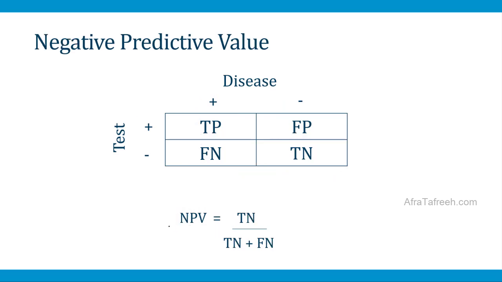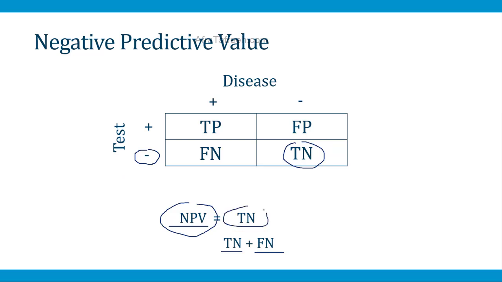In contrast, the negative predictive value is equal to the number of true negatives divided by true negatives plus false negatives. And so what this number is telling you is, of all the patients who test negative by our diagnostic test, what percentage of those patients are true negatives? A test with a very high negative predictive value is a test where most of the negative test results are true negatives and very few are false negatives.